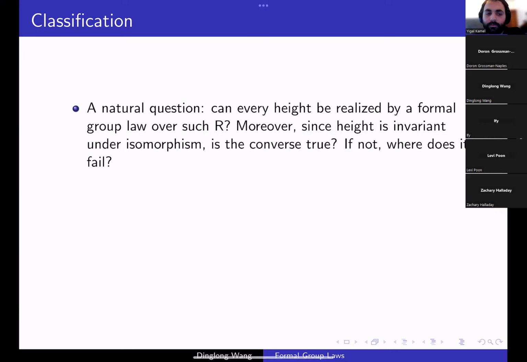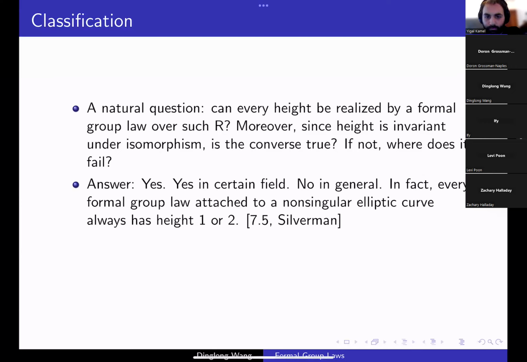So a natural question is: can every height be realized by a formal group law over such an R? Moreover, since height is invariant under isomorphism, is the converse true? If not, where does it fail? The answer is yes in certain fields, no in general.